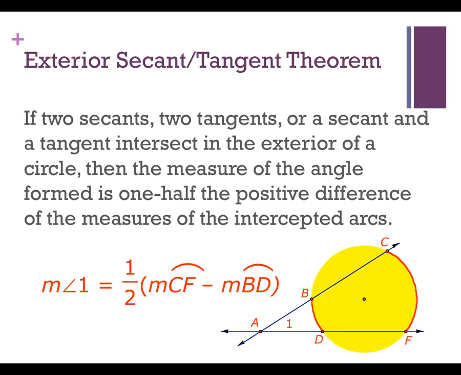Stop writing for a second, look up here. Does everybody understand the fact that the arc that's farther away from the angle will always be the big arc? Yes. Big arc minus little arc divided by 2, or times a half, it's up to you. We'll give you the angle measure.